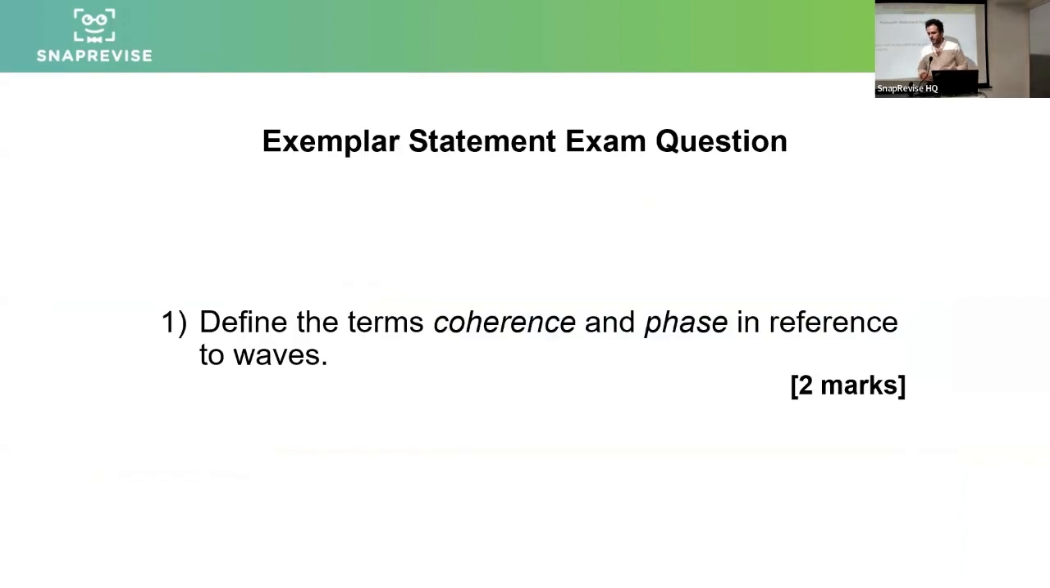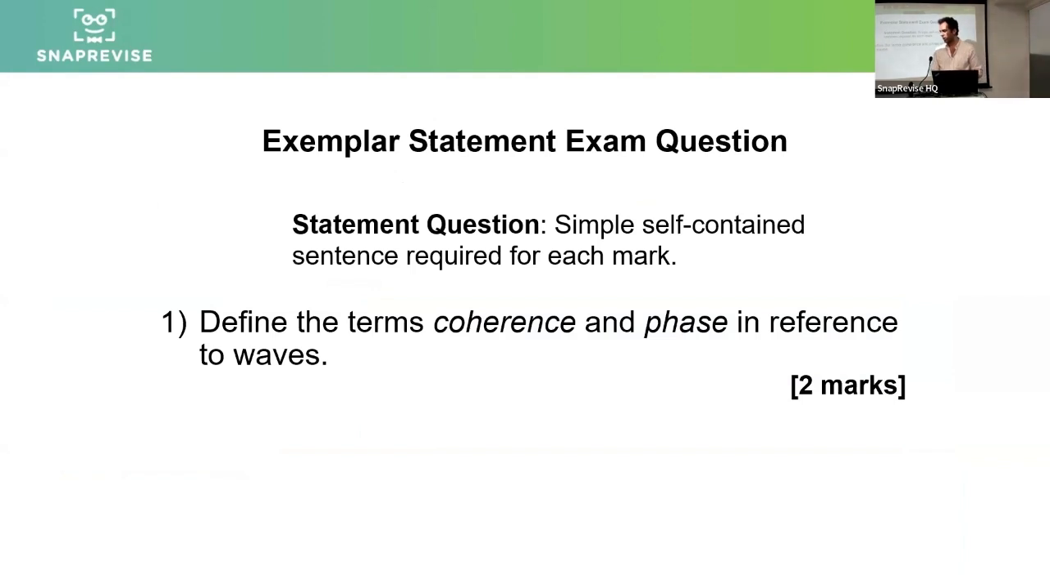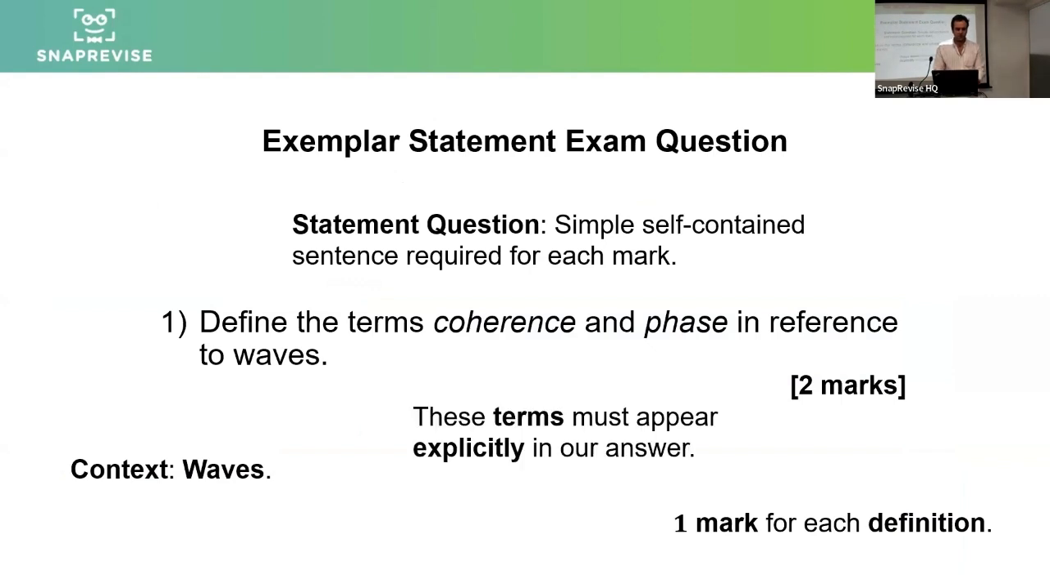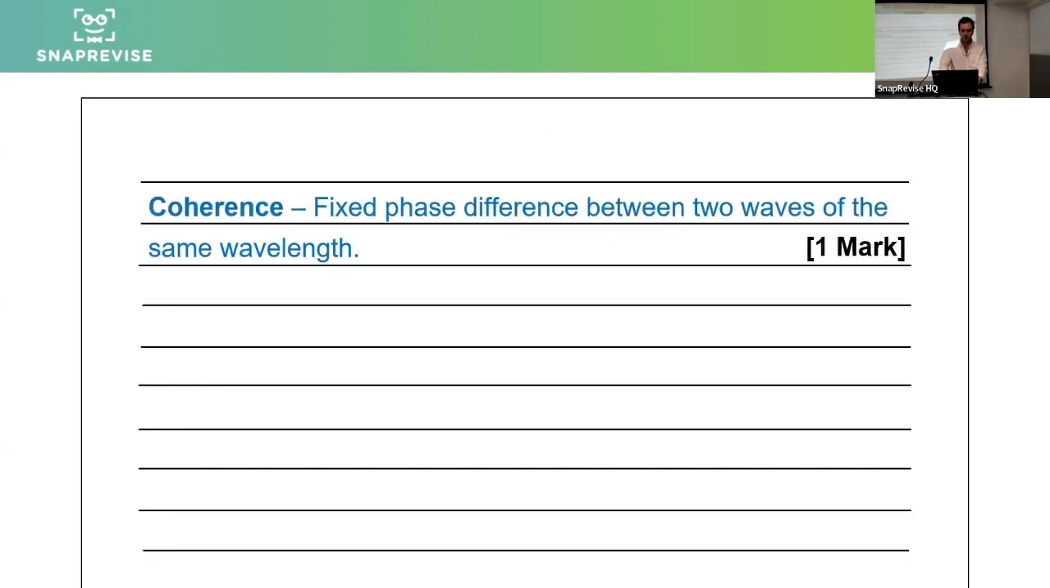Okie dokie. Exam question, statement question. Define the terms coherence and phase in reference to waves. So phase, hopefully we're well equipped to talk about. The coherence, see if you can race me and give me a little definition. One mark for each definition. It's waves, you know that just because those words are only ever used in the context of wave physics.